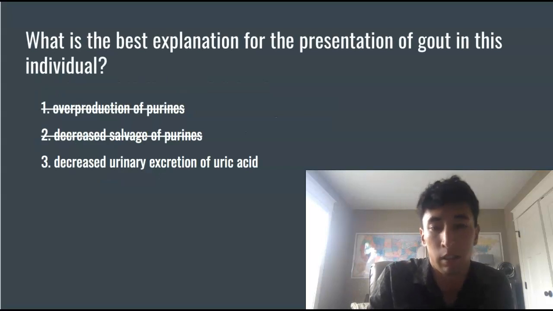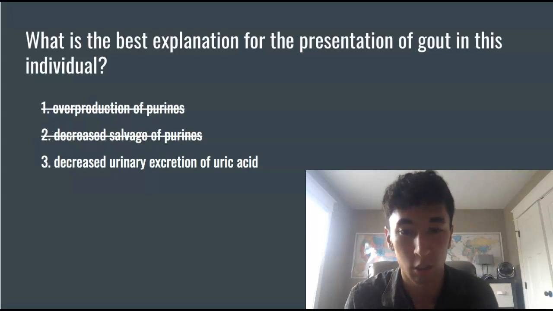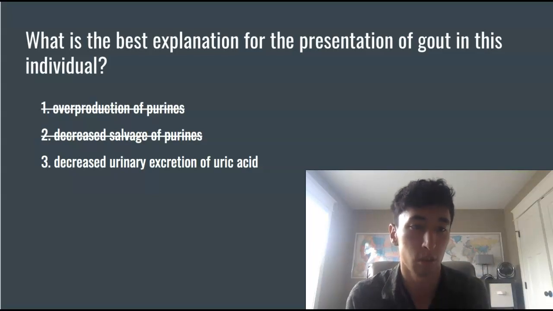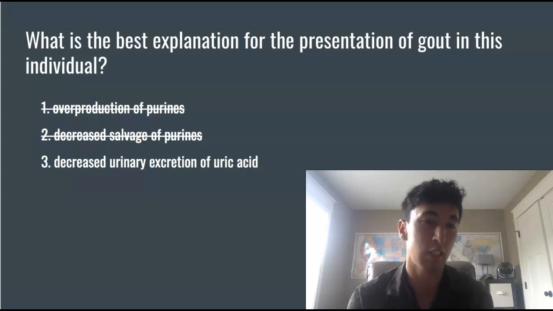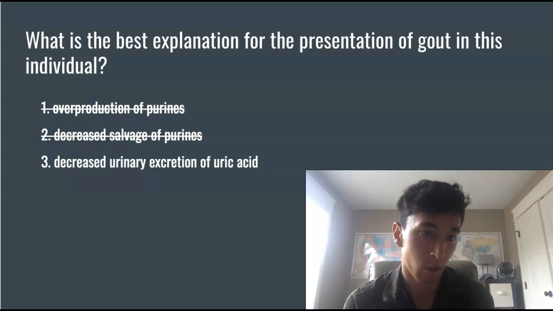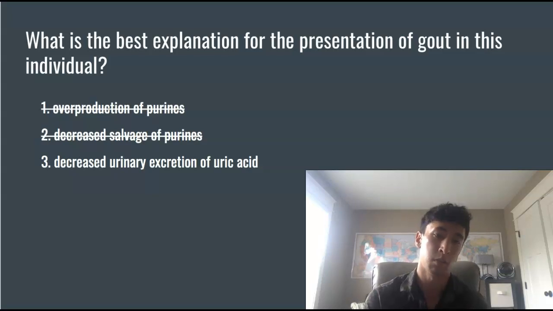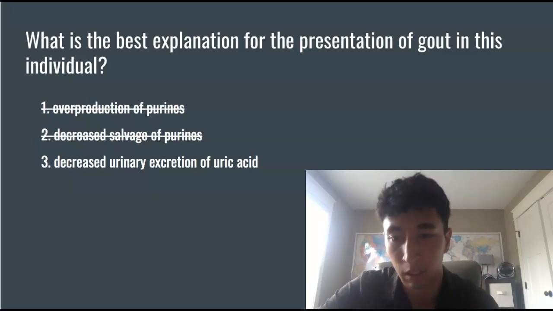In this patient, there are 3 options to explain his gout presentation. The first is overproduction of purines. The second is decreased salvage of purines. And the final one is decreased urinary excretion of uric acid. We'll go over the best explanation here.